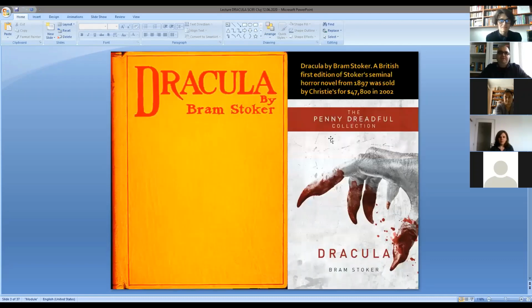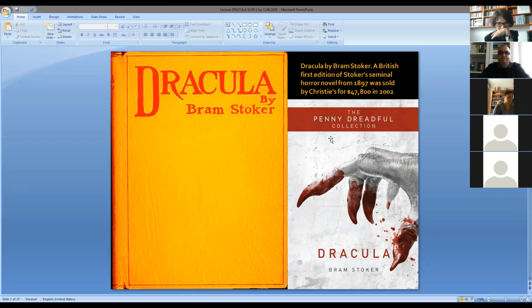This is for starters. This is a double cover of the same book. The first one is the original one. The original one was sold in 2002 for a sum of $47,000, as you see. And as you see, it's a very sought-after novel.